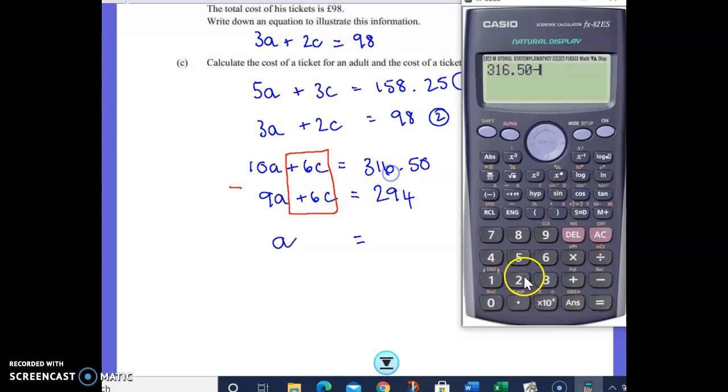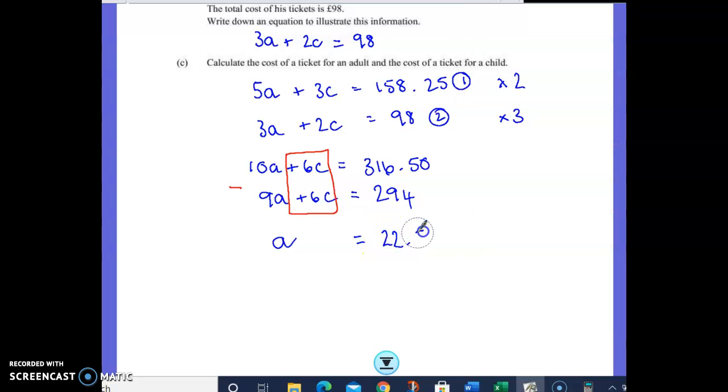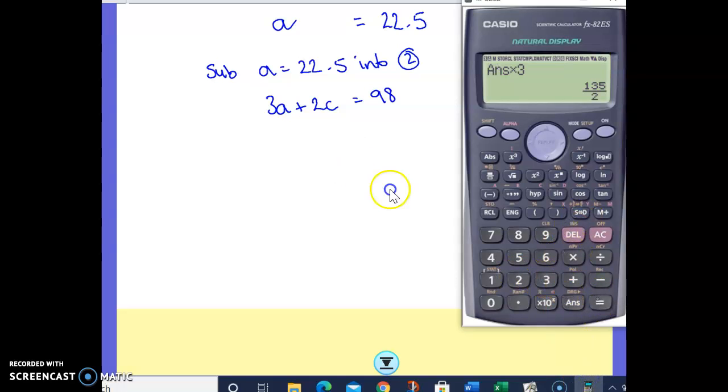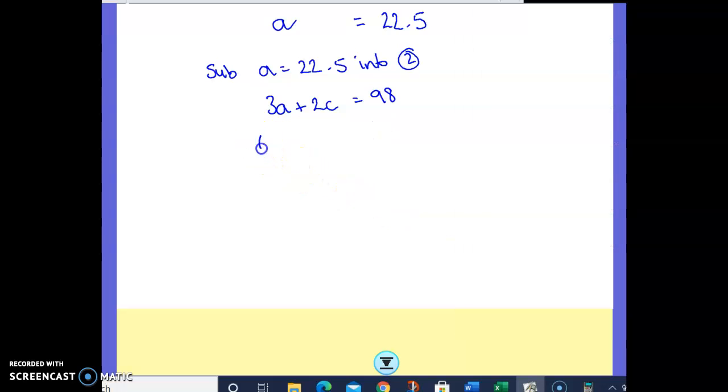£316.50 take away £294 is £22.50. So that gives me A. Now we need to find C. Let's sub it in. I'm going to sub it into equation 2 this time. So we get 3A plus 2C is £98. 3 lots of A is 3 lots of £22.50, times by 3 gets me 67.5, so £67.50 plus 2C is equal to 98.